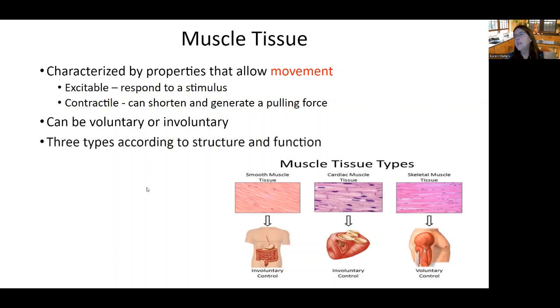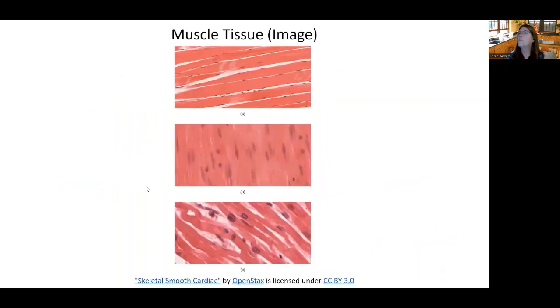So we can identify these types according to their structure and what they do: skeletal, cardiac, and smooth. Under the microscope, they look quite different, and you definitely want to learn how to identify these guys. So this top one, which one is that? Skeletal, cardiac, or smooth muscle? And how would we know that?